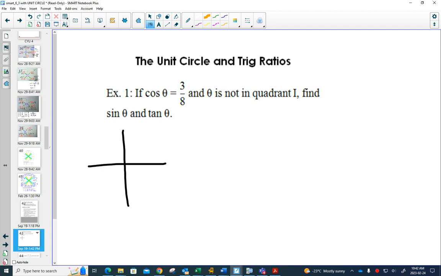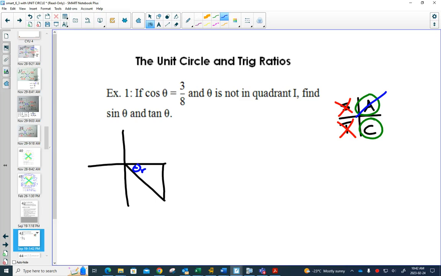But because cos is positive, you would look at your CAST rule and say, if cos is positive, I know it's not here and not here. It's either in quadrant 1 or quadrant 4. But I was told it's not in quadrant 1. It has to be in quadrant 4. So I go to quadrant 4, I draw an angle, the terminal arm of an angle. I go back to my nearest x-axis so that I can label my reference angle.